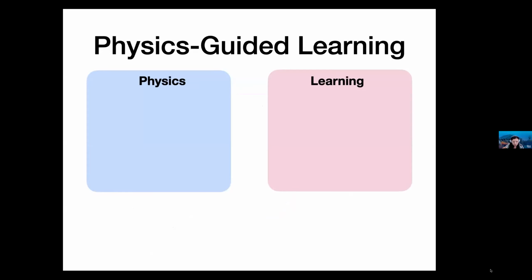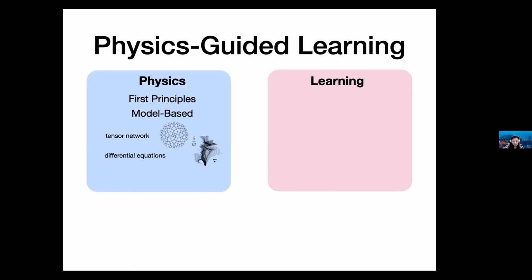In physics-guided learning, we're bringing two fields together, physics and machine learning. Physics is a discipline that has been studying space-time information for hundreds of years. So in physics, we have first principle models and derived model-based approaches to analyze space-time patterns. There are a lot of tools such as tensor networks, which is what I did my PhD on, differential equations, and symmetries that are fundamental to physics-based approaches.